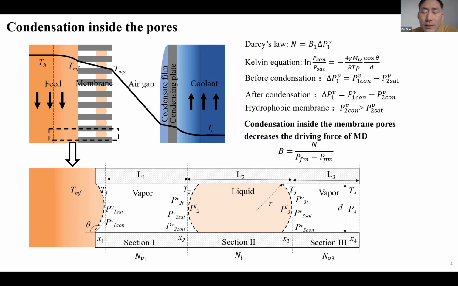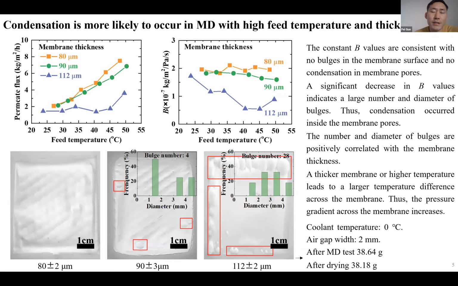So the B values established by Darcy's law from the permeate flux, the feed temperature and the coolant temperature may decrease. Condensation is more likely to occur in MD with a high feed temperature and thick membranes. In this experiment, we use three kinds of membrane thickness. In the membranes with a thickness of 80 micrometers, the B values keep constant and there are no bulges on the membrane surface. There is no condensation in the membranes.